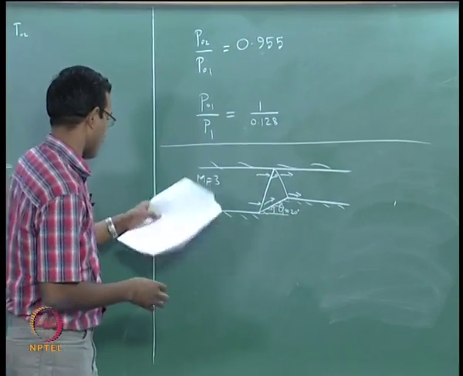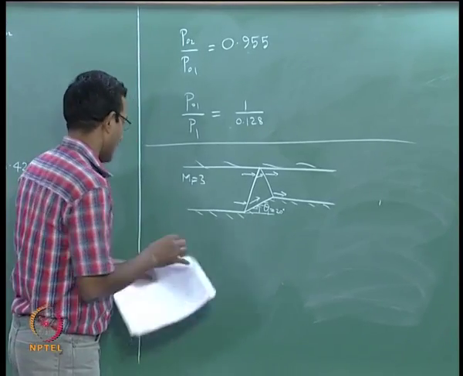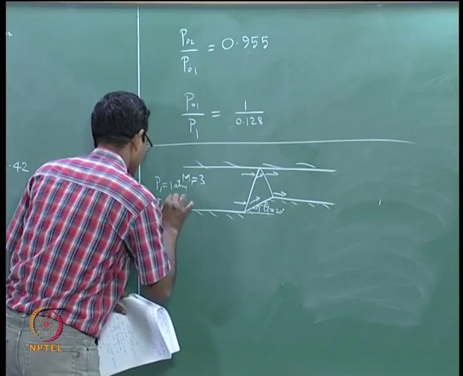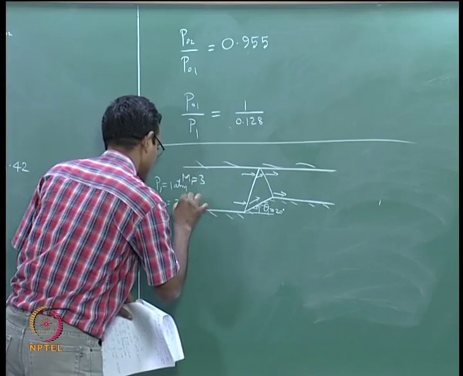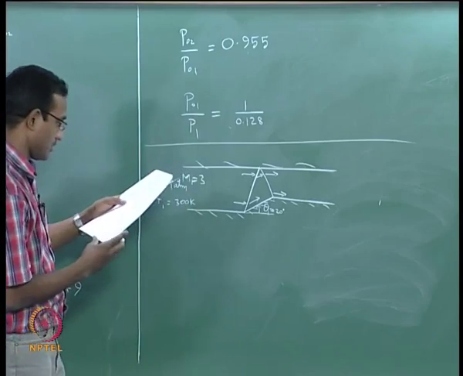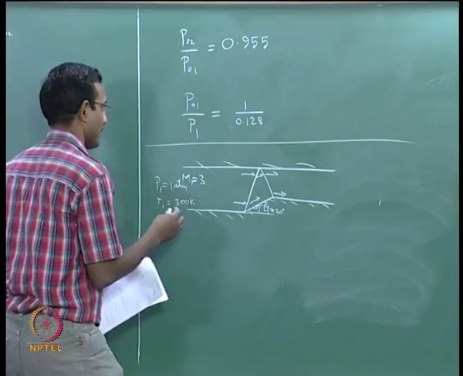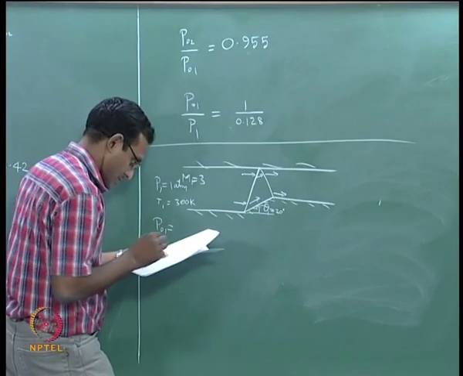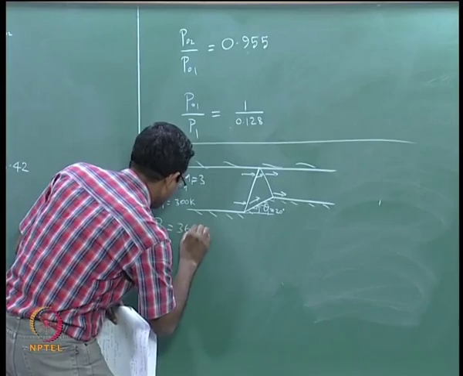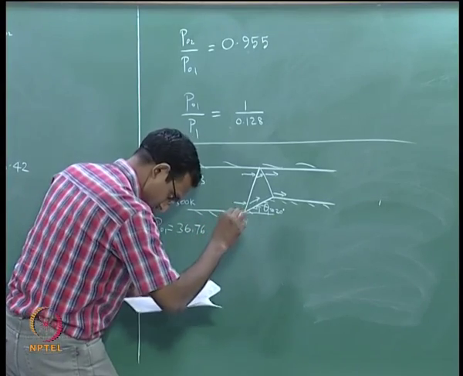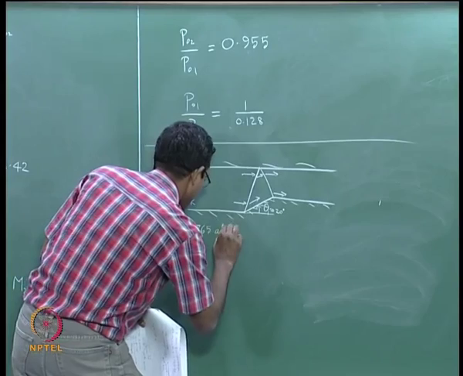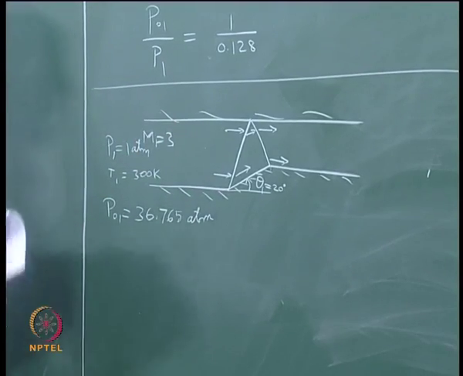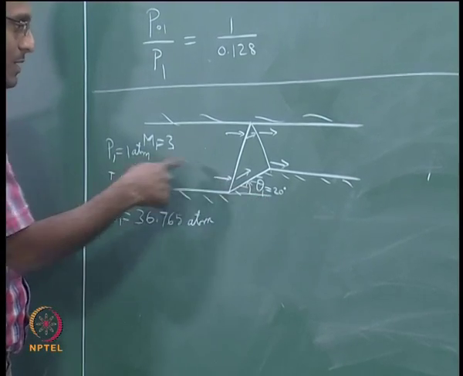Okay. If I picked this, I am giving the same thing, P1 equal to 1 atmosphere, T1 equal to 300 Kelvin. Giving you the same condition. Oh, here I have found P01, but this is a different Mach number. P01 is 36.76. Okay, this is given.